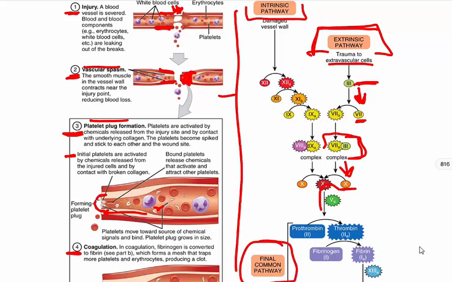Then we have our intrinsic pathway, which is the damage to the blood vessel walls. In our intrinsic pathway, we ultimately get down to our anti-hemolytic factor A, which is 8, okay? Anti-hemolytic factor A from the platelets and endothelial cells, and that's going to combine with our anti-hemolytic factor B, which is 9, and then it's going to form this enzyme complex. This complex is then going to activate 10, which is our thrombokinase, which is then going to go into our common pathway.